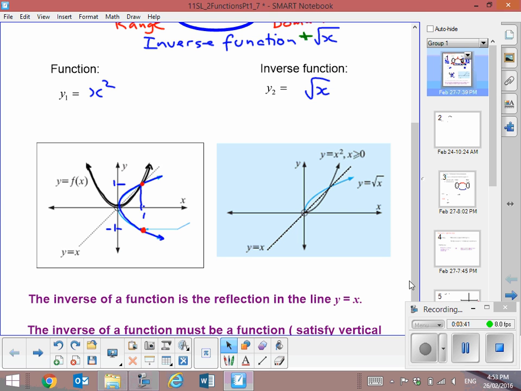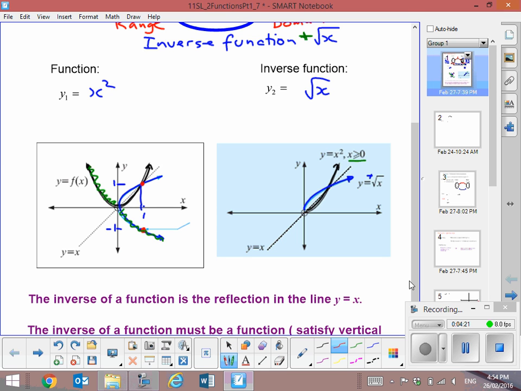And so what we do is we limit our domain. We say, well, we can't take all this part because we don't want all that part. We want to end up with a function. So we're going to limit our domain. We're only going to look at x values greater than or equal to 0. So this is our initial function, y equals x squared, and our inverse function is this one. So that's the positive square root. And that way both our function and inverse are both functions.